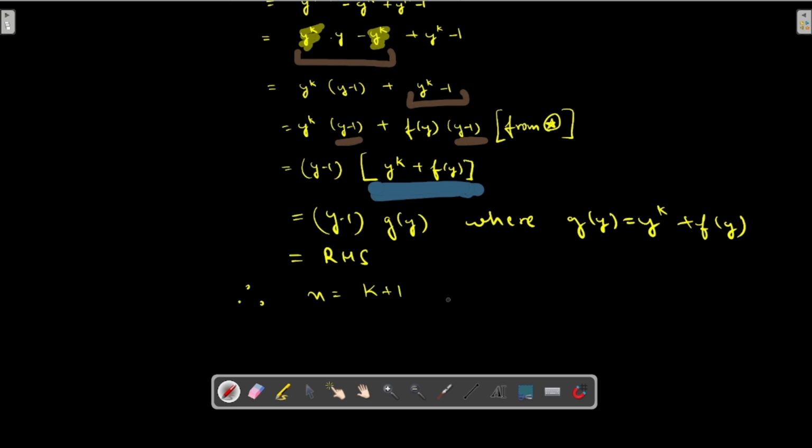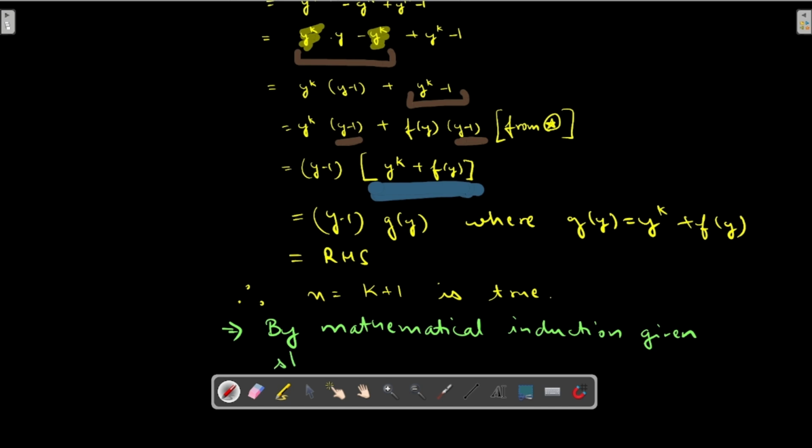Now we can say, therefore, n is equal to k plus 1 is true. By mathematical induction, the given statement is true for all natural numbers n. Okay.